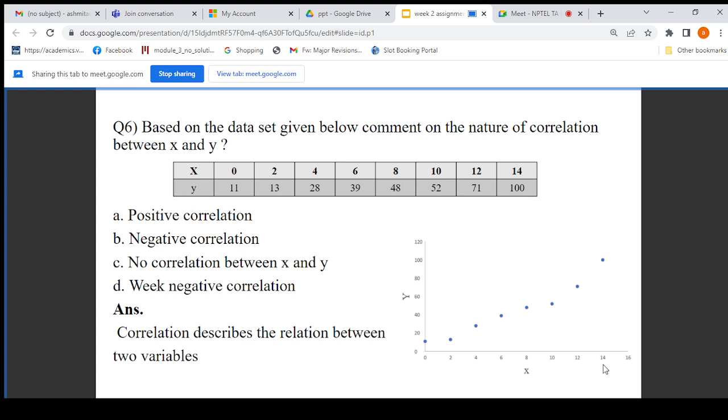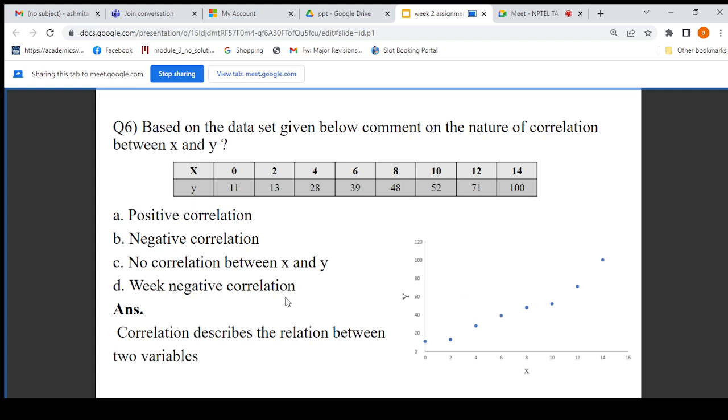So if the graph is in this direction, according to the pointer, what relation is this then? Negative. Negative relation. Okay, and if the points are scattered like here, here, somewhere around, C is the right answer. No correlation between X and Y.